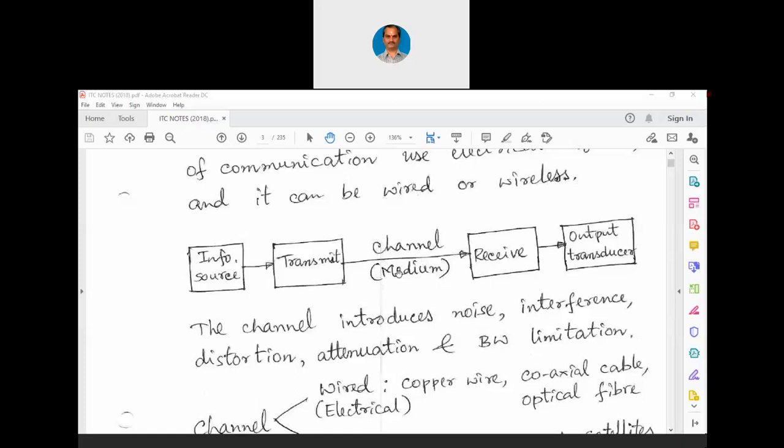And if it is a wireless channel, there are other radio waves also used as carriers. There will be interference between the multiple radio waves which are used as carriers. That is called interference. In a wired channel, such interference is very less. But in a wireless channel, there is more and more interference. And there is distortion.